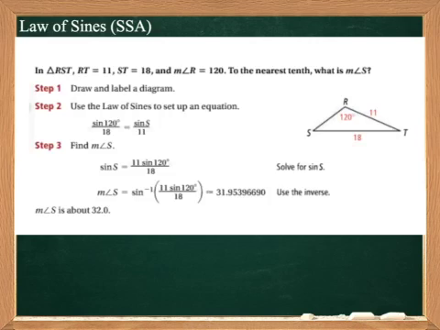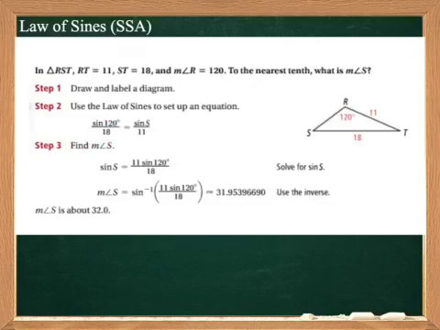Now the other way that you can use the law of sines is if you have two sides and one angle. So we're told that RT is 11 units, ST is 18 units, and the measure of angle R is 120 degrees. So the first step is to draw and label the diagram if you didn't already have the diagram. Well, this angle has this side across from it, and this side has this angle across from it. So we know that the sine of 120 over 18 has to equal the sine of whatever angle S is over 11. Now we're trying to find the measure of angle S.